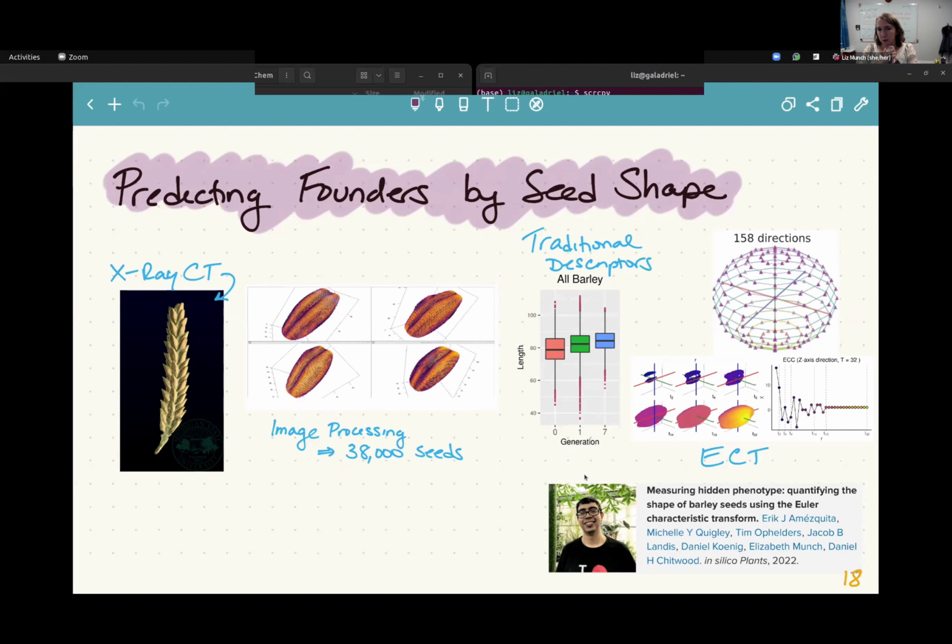All right, so we have sort of the traditional descriptors, which are already kind of nice with these scans because you can automate things like length, width, height, volume, all sorts of other things. And then we also built into our system ways of computing the Euler characteristic transform for each of these seeds. So in this particular example, what we did was we picked a lot of directions, 158. And so for any of these seeds, you then represent this thing as this giant pile of data corresponding to our Euler characteristic curve information in at least 158 directions.